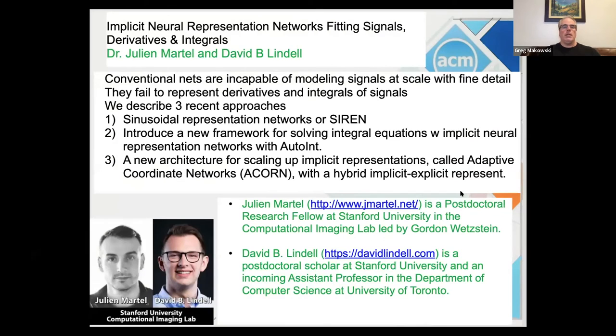So just to go into a little bit of detail on tonight's talk. Conventional nets are incapable of modeling signals at scale with fine detail. They fail to represent derivatives and integrals of the signals. So we're describing three recent approaches. Sinusoidal representation networks, or SIREN, introduce a new framework for solving integral equations with implicit neural representation networks with AutoInt. A new architecture for scaling up implicit representations called adaptive coordinate networks, or ACORN, with a hybrid implicit-explicit representation.